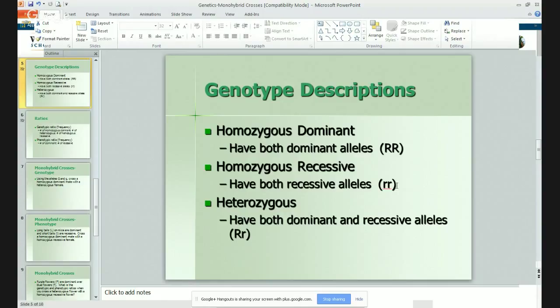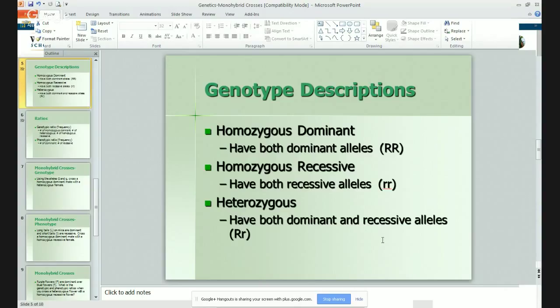So you want to make sure that when you're doing these Punnett squares, you're very careful with how you're writing your letters. You need to make sure that they're capital or lowercase depending on what the problem has asked for you.